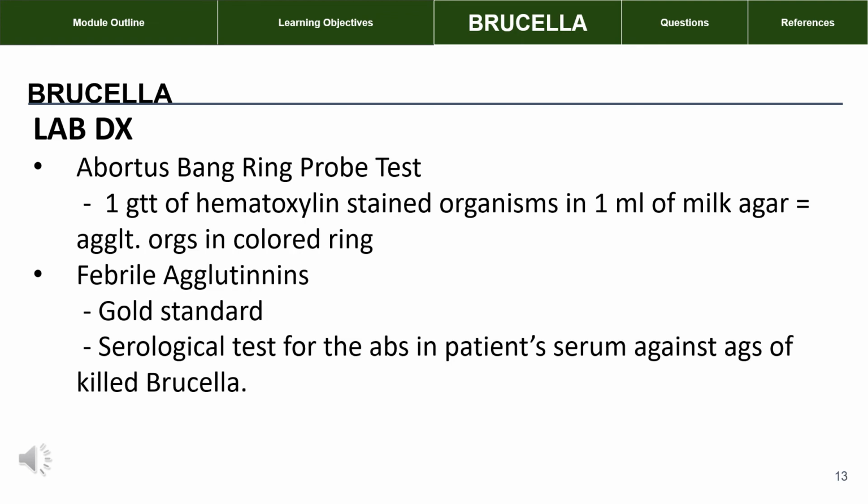For lab diagnosis, we can also use the abortus Bang ring test. You use 1 drop of hematoxylin-stained organisms in 1 ml of milk. The result would be agglutinated organisms in a colored ring. And then next we have febrile agglutinins. This is the gold standard. This is the serological test for antibodies in patient serum against the antigens of killed Brucella cells.